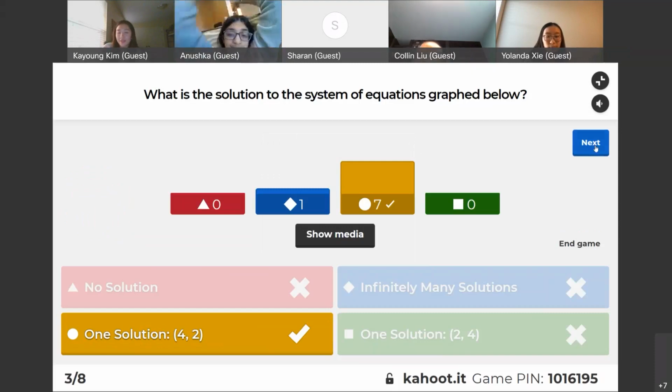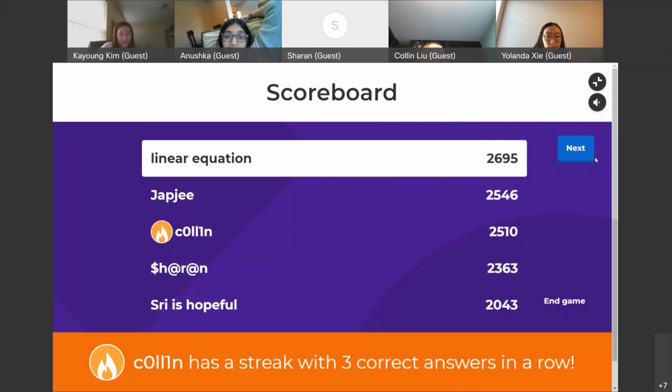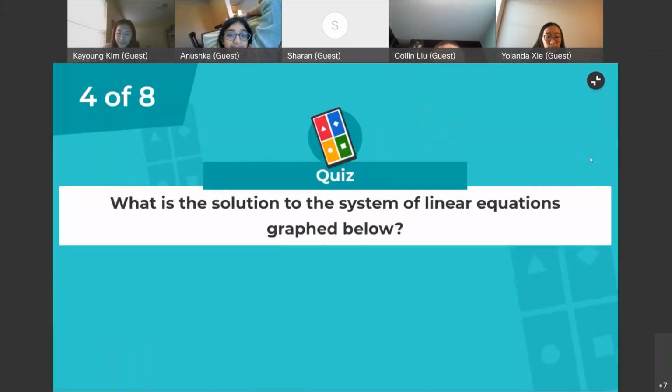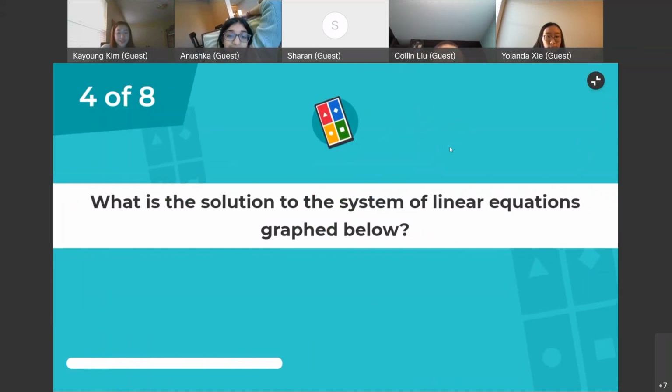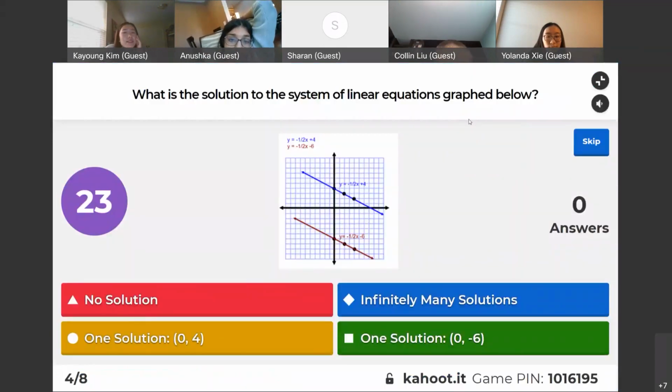Yay, okay. Kahoot shows infinitely many solutions. Somebody who's trying to be silly. Is infinitely many solutions more than infinite solutions? They're the same. Ooh, look at this one carefully. Hint, these lines are parallel.